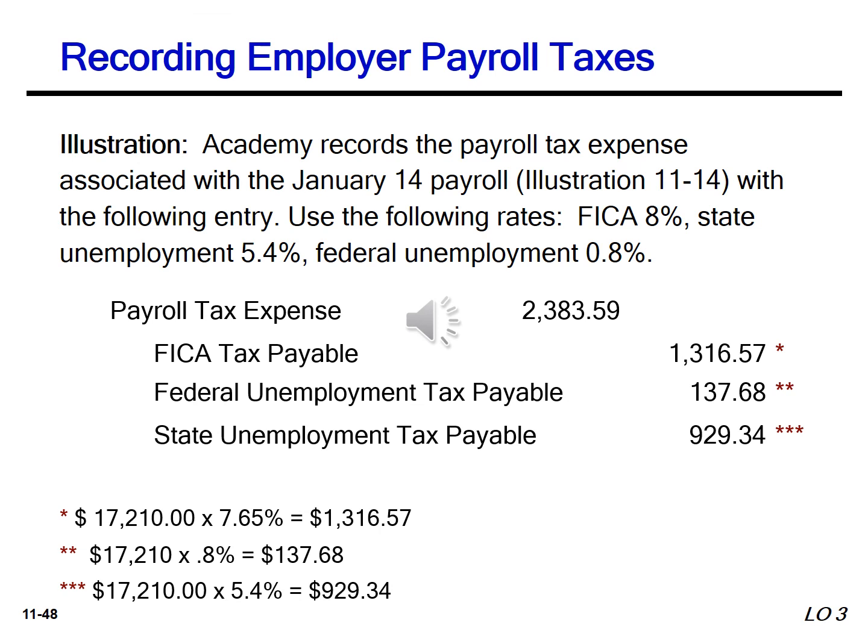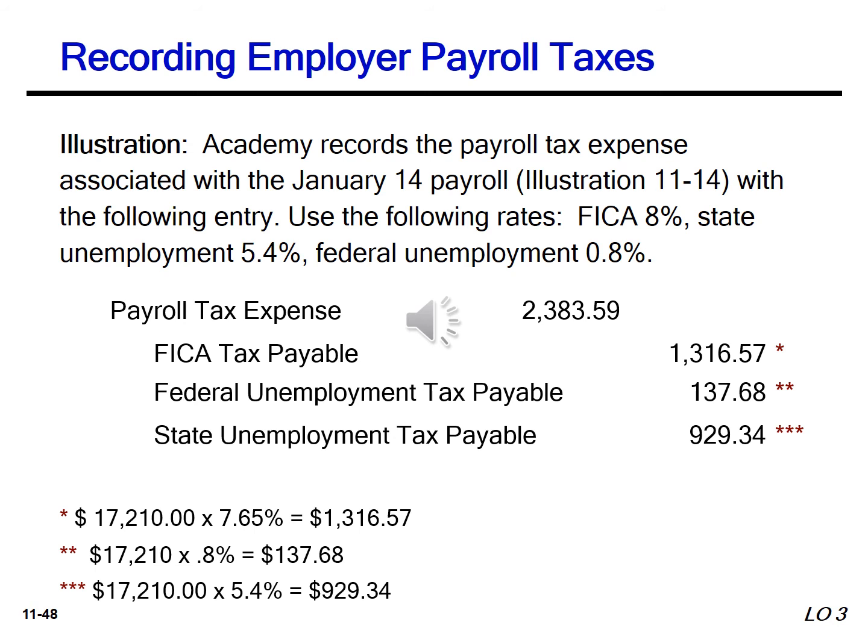Here is an illustration to see how a company would record the employer payroll taxes. The illustration says Academy records the payroll tax expense associated with the January 14 payroll, the one we covered in illustration 11-14, with the following entry. Use the following rates: FICA 8%, state unemployment 5.4%, and federal unemployment 0.8%.